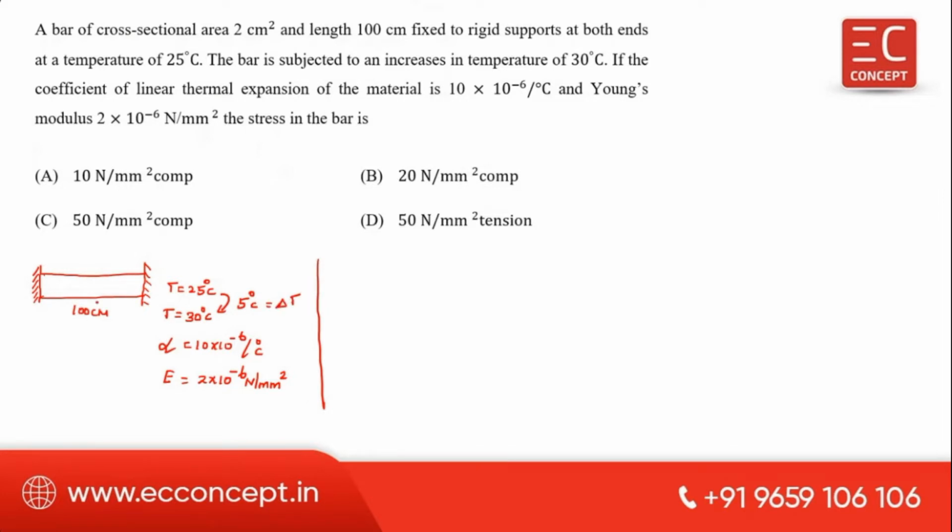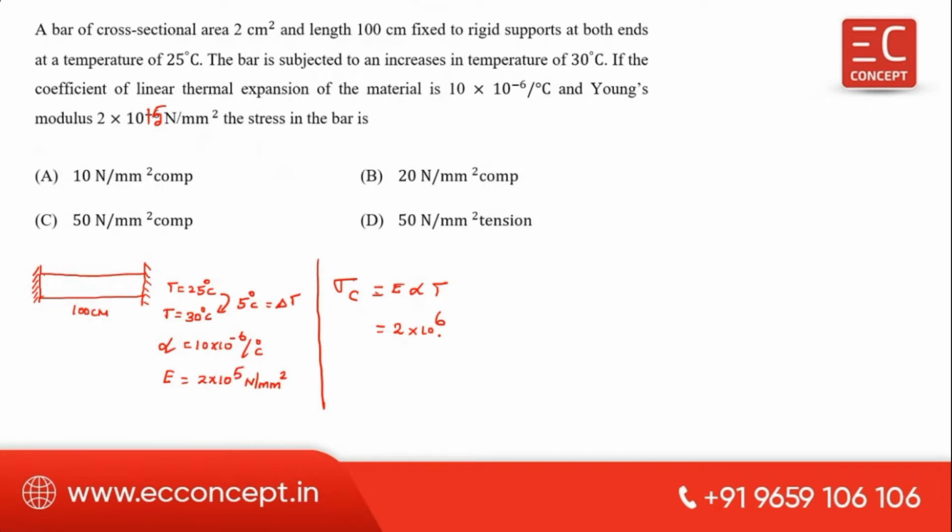Because of this rise in temperature, a stress is developed, that is a compressive stress, equal to E alpha delta T. So E alpha delta T is equal to 2 into 10 raised to 6. Actually, the Young's modulus is not minus 6. Generally 5 is correct. This is 2 into 10 raised to 5. There's a mistake in the question. So 2 into 10 raised to 5.